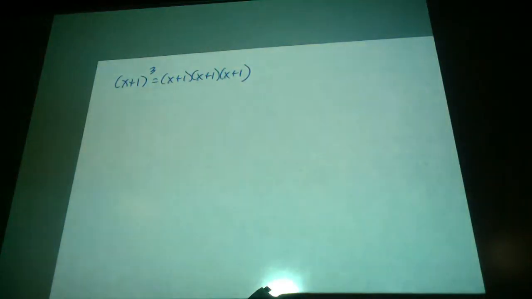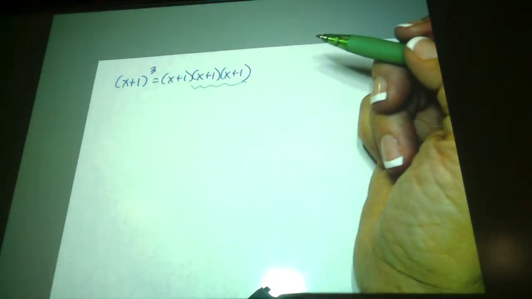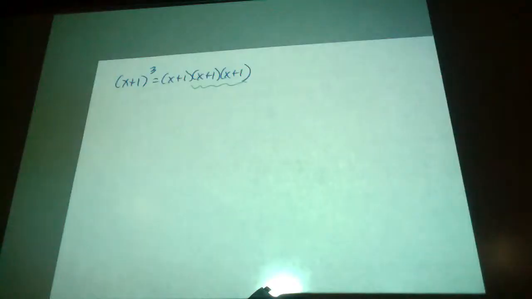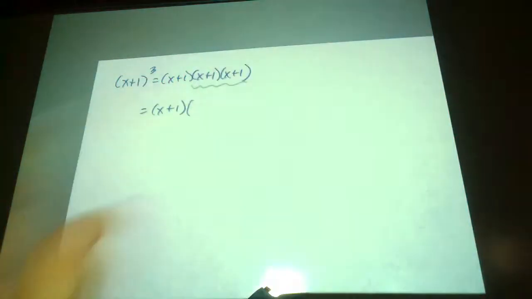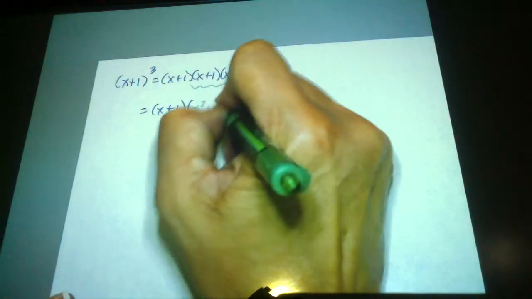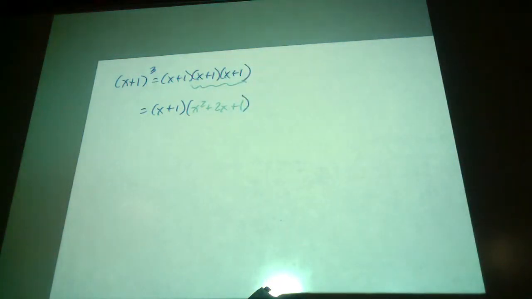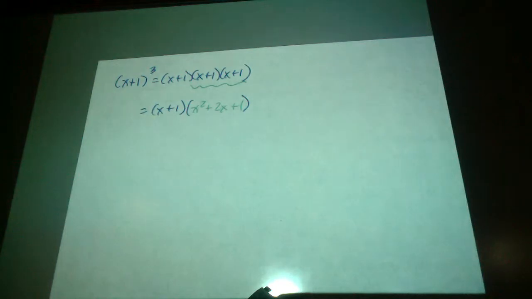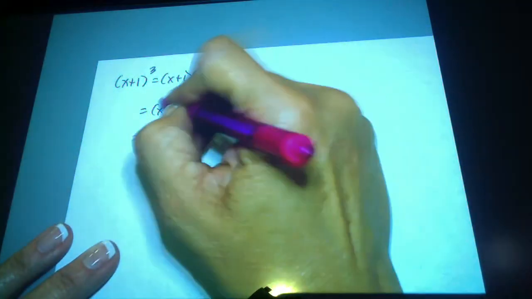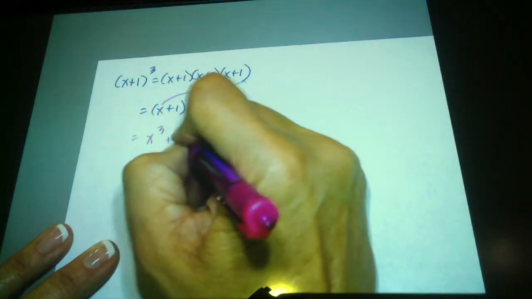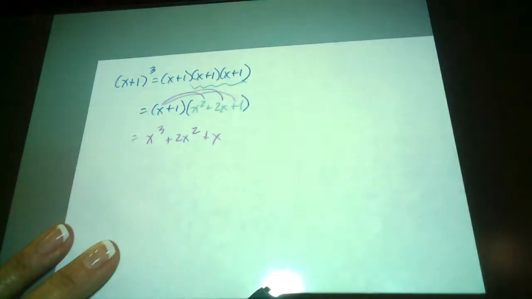So I'm going to start off with multiplying these two together first. Didn't we just do that in problem 2a? Why reinvent the wheel? Just write down what we came up with. So we get x squared plus 2x plus 1. That's what we got when we squared x plus 1. So now let's distribute. x times x squared, x cubed. x times 2x, plus 2x squared. x times 1, plus x.